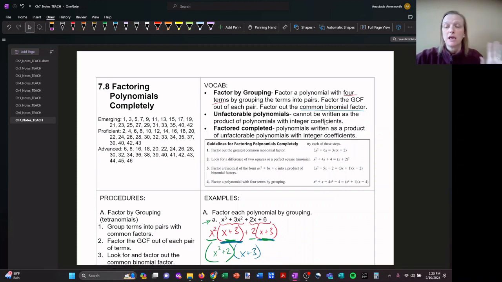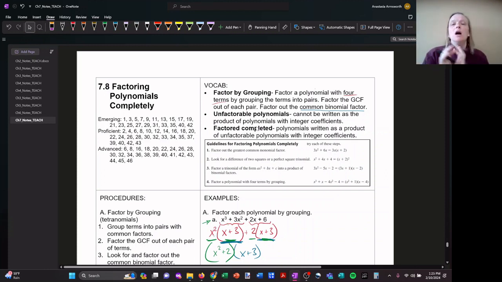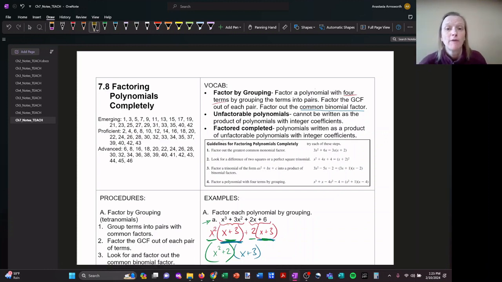They can be positive, they can be negative, they can be zero, but they need to be integers, not fractions, not decimals. So if something's completely factored, that means the polynomial has been written as a product of unfactorable polynomials. They can't be broken down any further into any simpler multiplication problems. There are going to be 4 strategies for factoring completely. First, you're going to factor out the GCF.